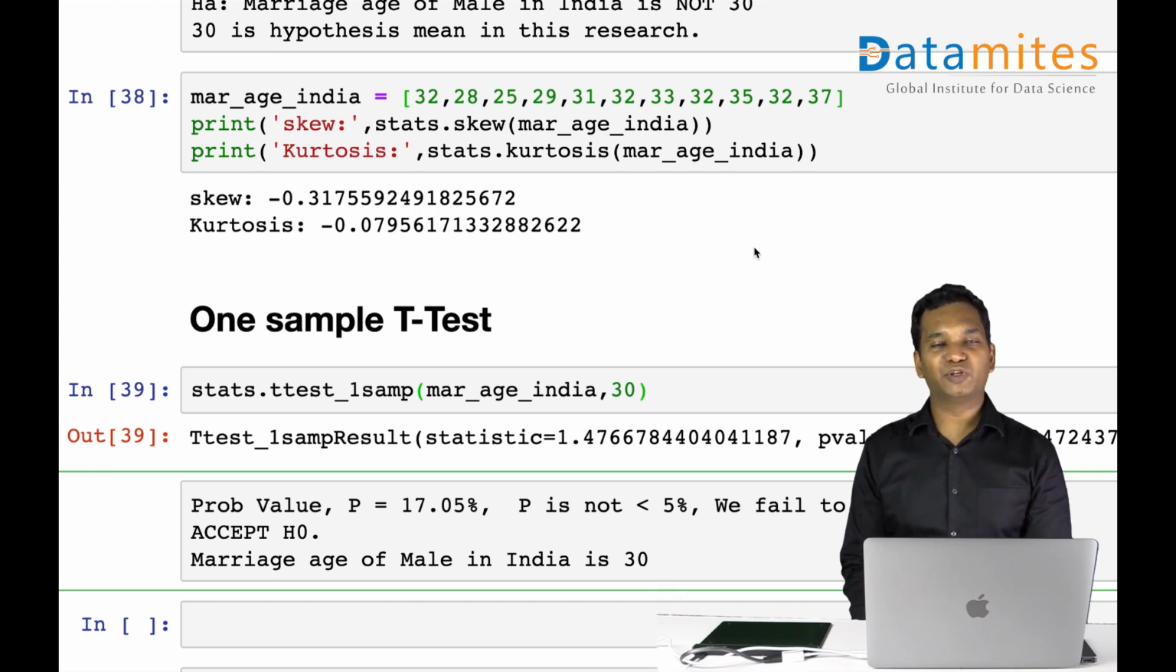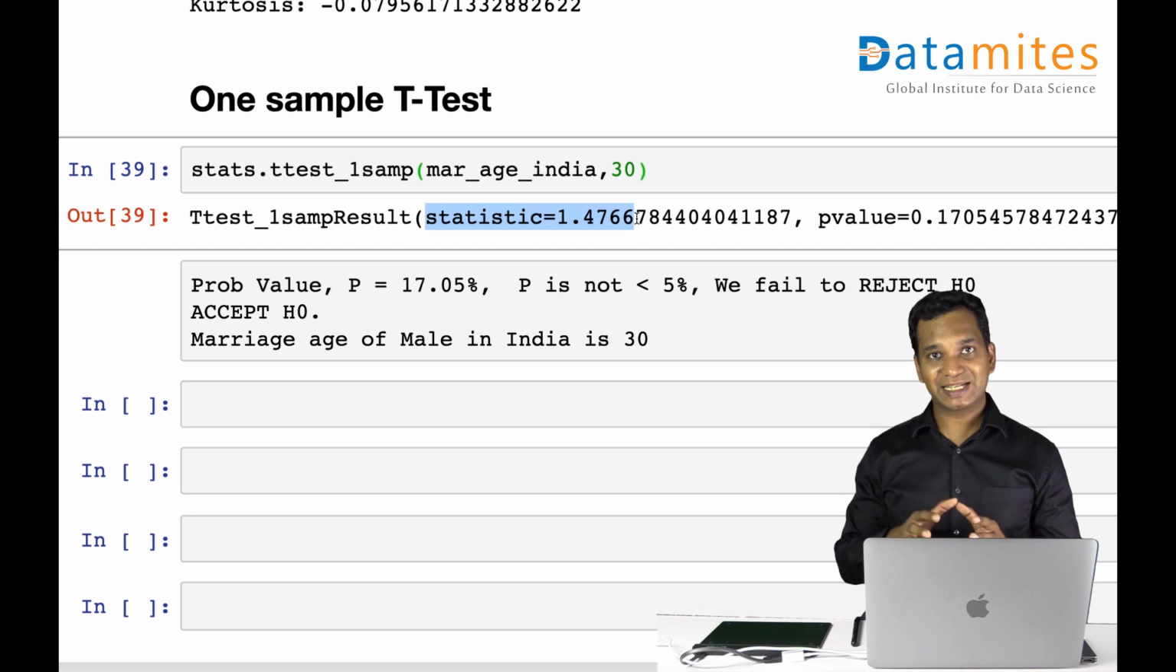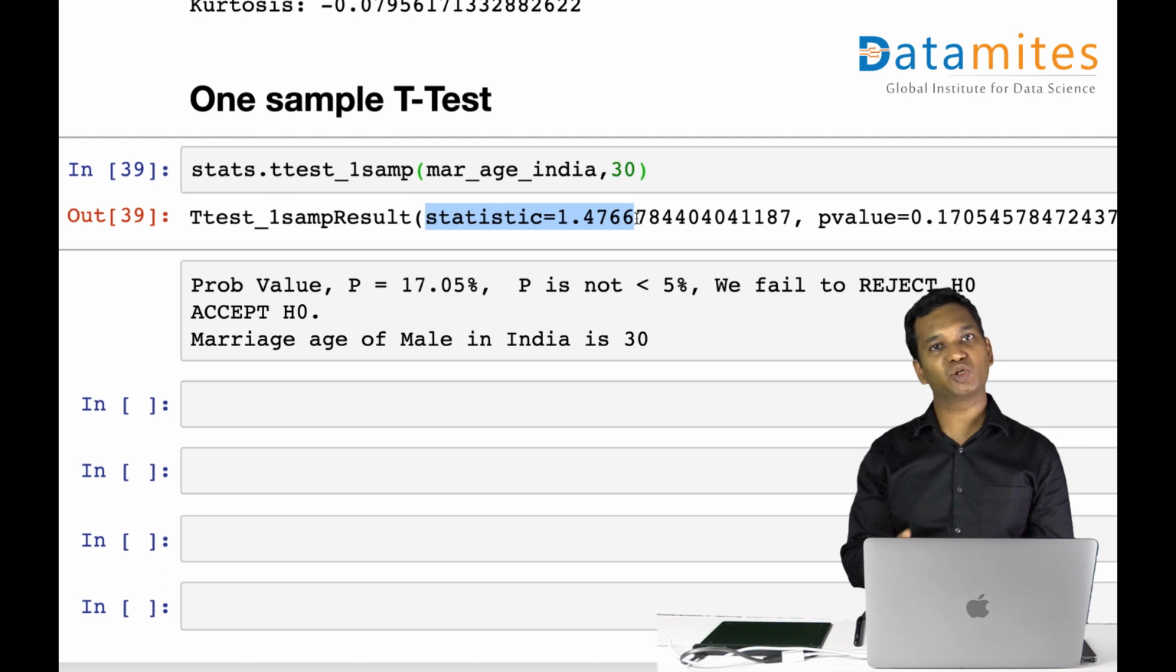But what if you don't have this kind of tools and probability values? Traditionally, people used to follow t-value. So the statistic given over here is actually a t-value. As a data scientist or data science professional, whatever I'm going to tell right now is not really required for you, because it's very simple for you to just look at the p-value less than 5%. We reject the null hypothesis. If not, we fail to reject null hypothesis, so we accept null hypothesis.